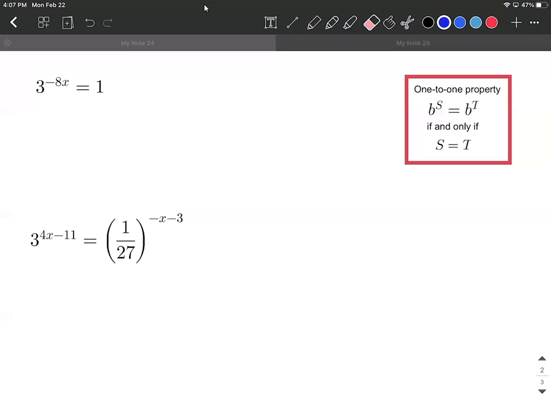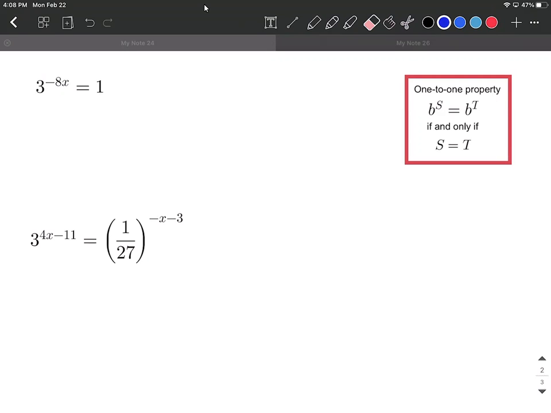All right, our goal on this video is we are going to solve some exponential equations, and we want to use the one-to-one property because it seems to be the very easiest sort of property without getting logarithms involved to solve these. So on this first one, we're lucky enough to have 3 raised to the negative 8x equals 1. And initially, it's not very obvious exactly what your common base is going to be.